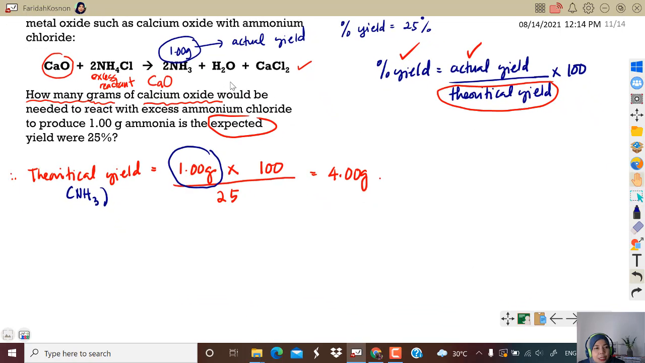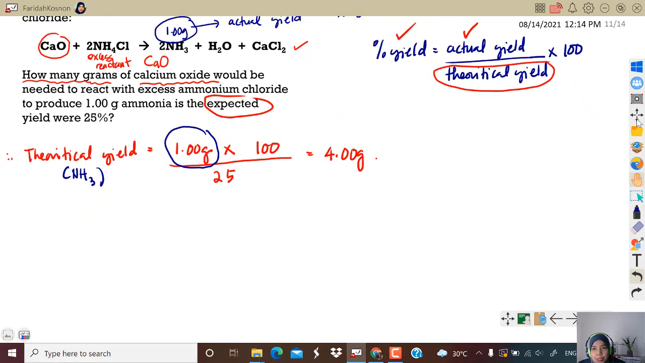Jadi dia sekarang, by referring to the balanced chemical equation, dengan merujuk kepada balanced chemical equation, so I have 2 mole of ammonia produced from, ataupun kalau you nak buat proper sentence, is produced from. Kalau nak buat proper, kita buatlah proper ayat. Bukan ada yang nanti kata tak betul lah. Tak apa je sebenarnya, is produced from how many moles of calcium oxide?